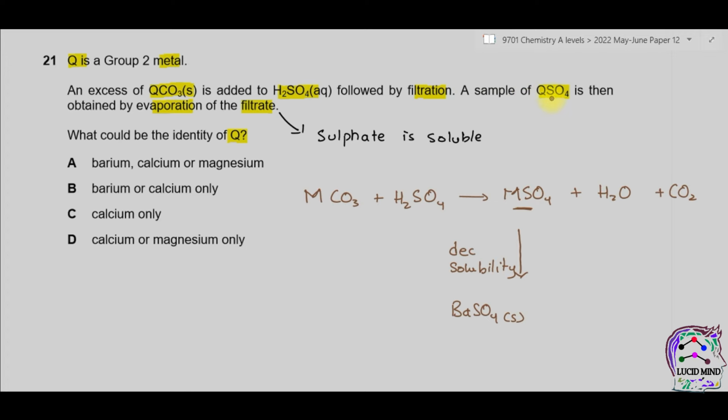As the question says, Q sulfate is obtained by evaporation of the filtrate. So it means Q sulfate is soluble. It cannot be barium sulfate because barium sulfate is insoluble. C is calcium only and D is calcium or magnesium only. Now we know calcium sulfate is soluble. Magnesium sulfate is also soluble, so it is true for both of them. Not only calcium but magnesium is also true. So the correct answer should be D.